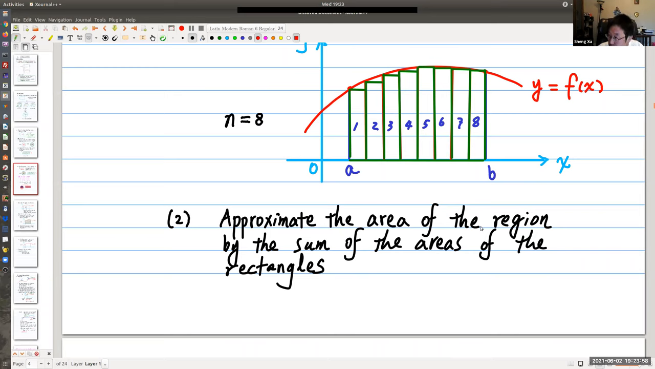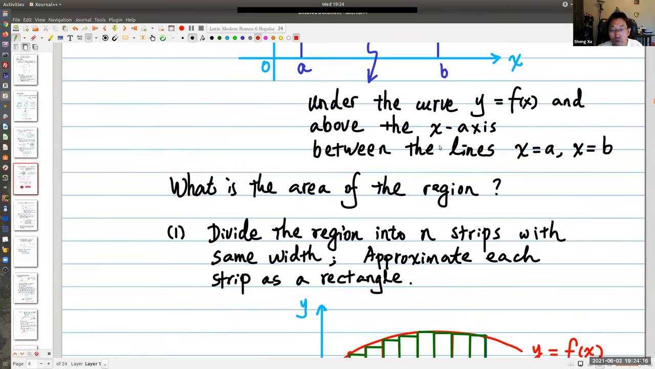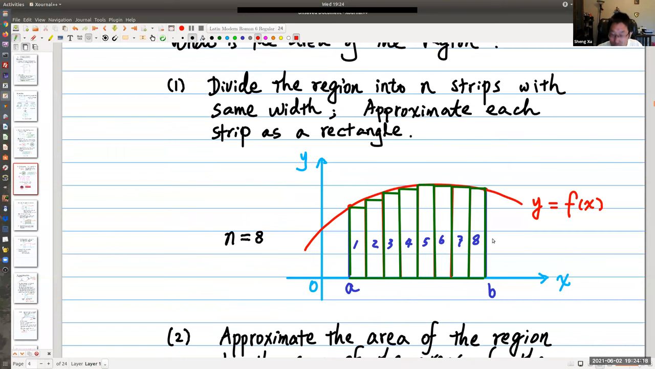Do you agree? If you just use one strip, that's a bad idea, right? Just draw that rectangle here. But in this case, I use eight strips. I think this blue region, the region enclosed by these blue lines, approximates the total true region very well, right? If I use 80, 800, 8,000, 8 million, 8 billion, you can imagine, the approximation is getting better and better.